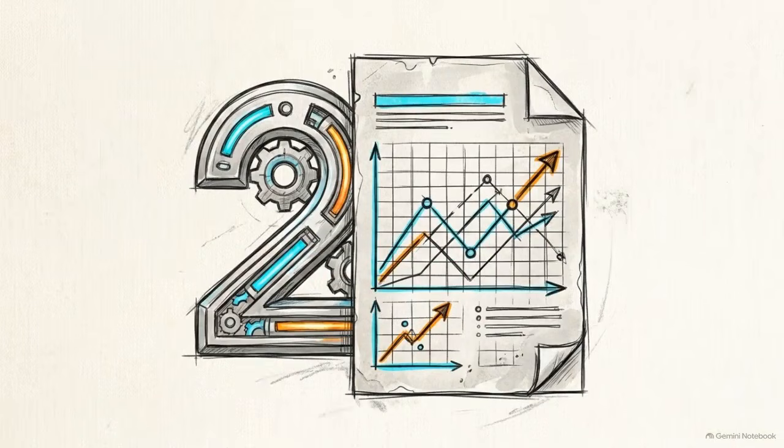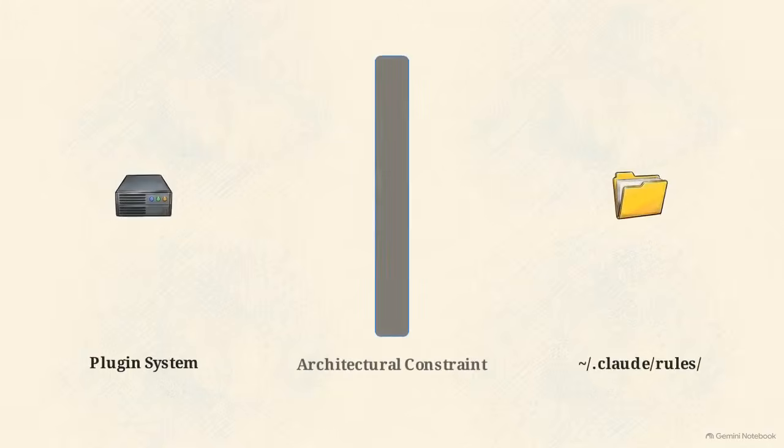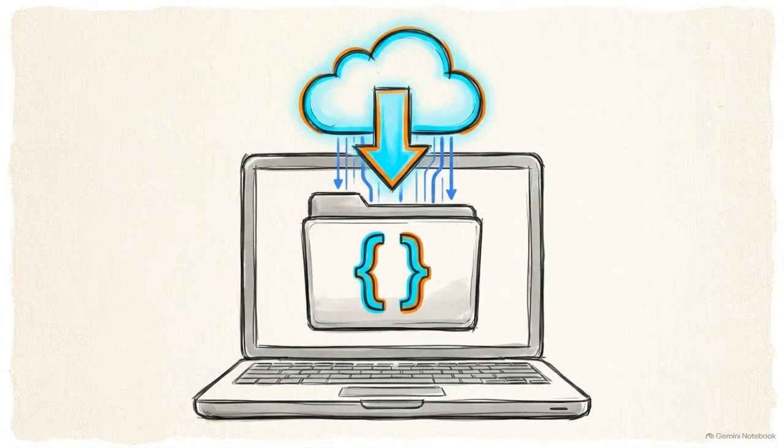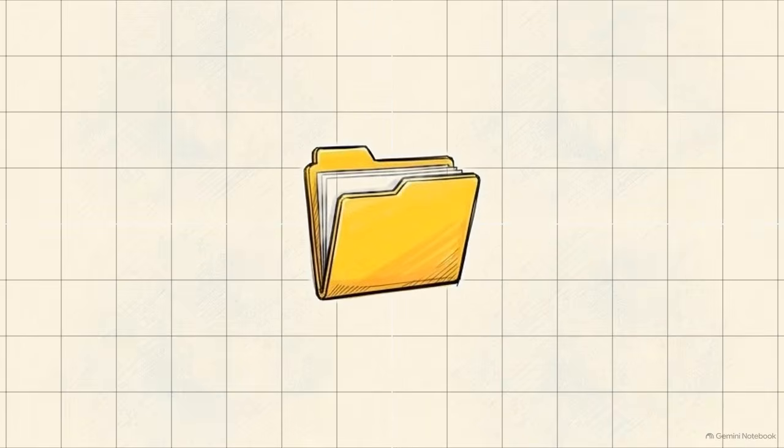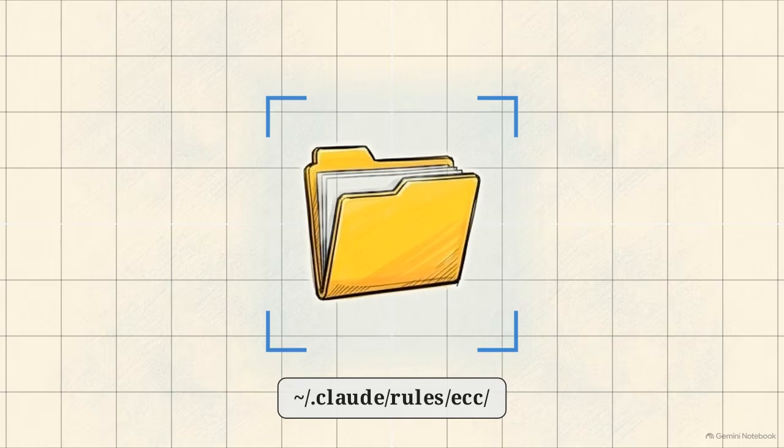Step 2 is setting up our coding standards. Because of architectural constraints, the plugin cannot distribute static rules on its own. Clone the ECC repository to a temporary folder on your local machine so we can access the raw rule packs. Run a standard mkdir -p command to create a dedicated rules folder at /home/claude/rules/ECC. This is the directory where your active, always loaded constraints will live.